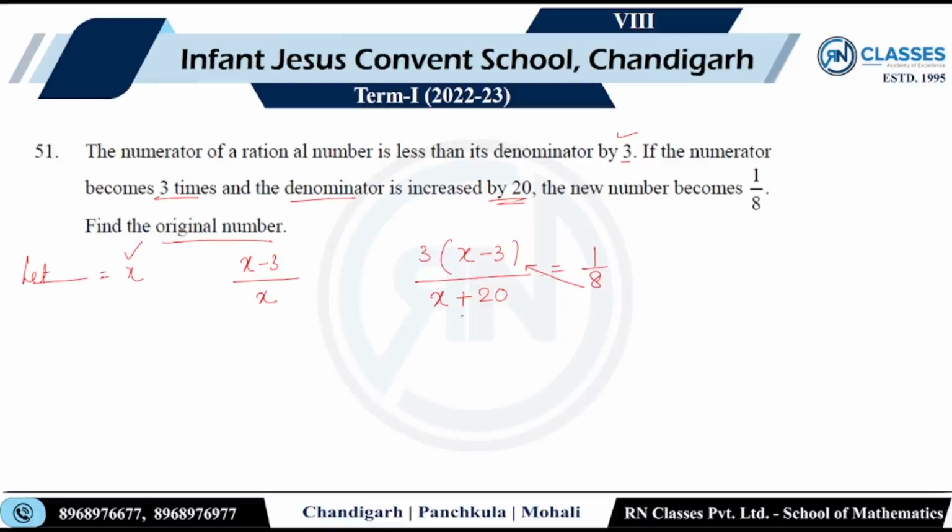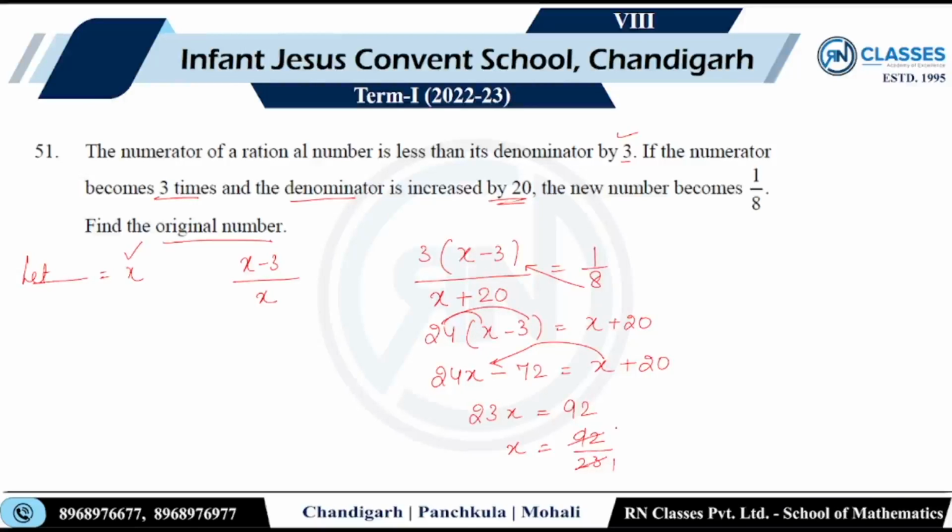So cross multiply. 8 threes are 24, so 24 into x minus 3 is equal to x plus 20, right? So what will we get? 24x. What am I doing? I am using the distributive property. So 24 into 3 would be 72. That would be 24x minus 72 equals x plus 20. Changing the x side, it would be 23x. So 20 plus 72 would be 92. So the x value would be 92 by 23. 23 ones are 23, 23 fours are 92. So what is the value of x?